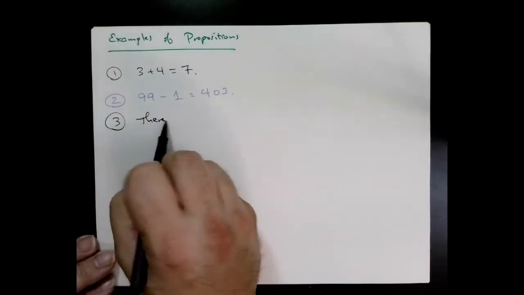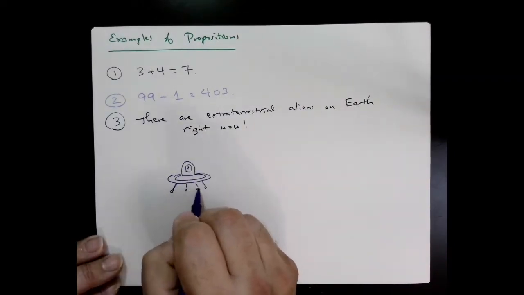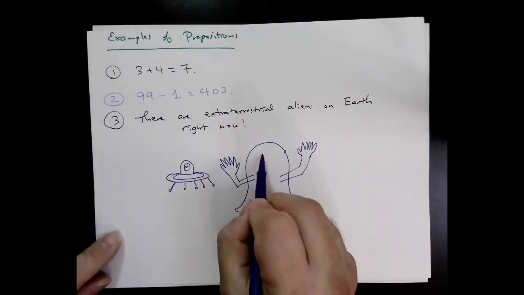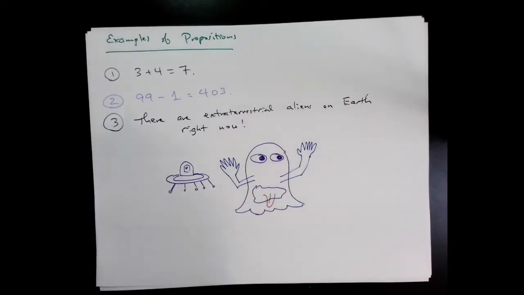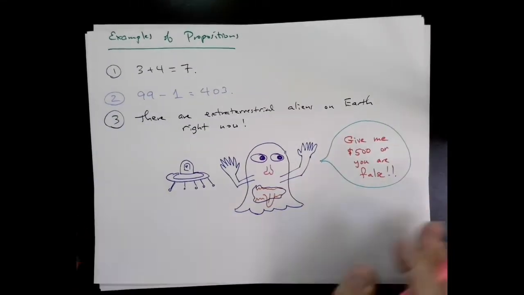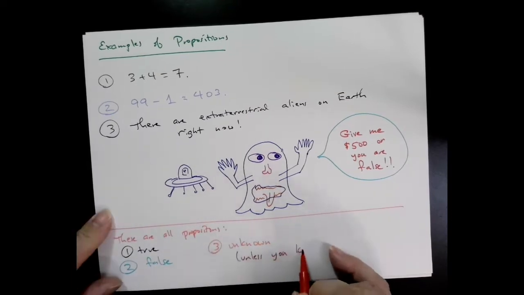Here's some examples of propositions. 3 plus 4 equals 7 is a proposition. 99 minus 1 equals 403 is a proposition. There are extraterrestrial aliens on Earth right now is a proposition. Again, let's stress that a proposition doesn't have to be true. Well, the first proposition we've written down here is true, the second one is false, and the third one is unknown. At least it's unknown to me. Maybe there's something you know that I don't.